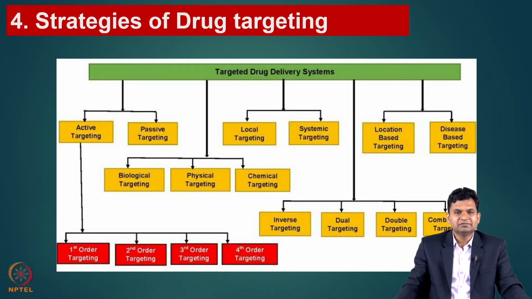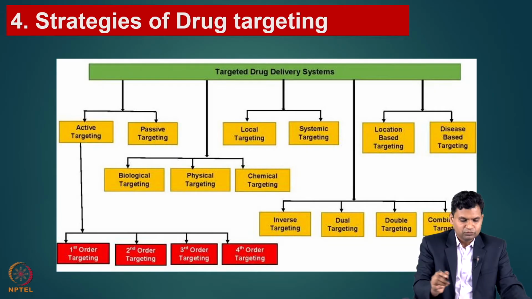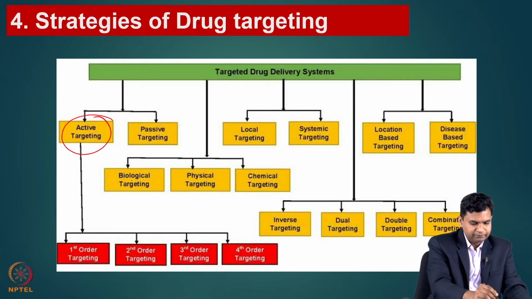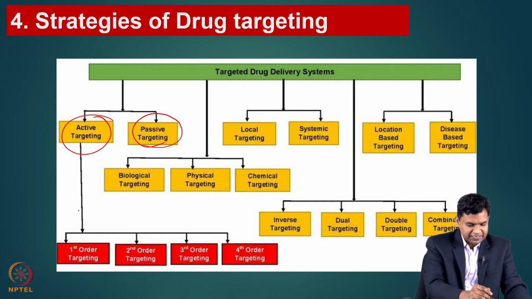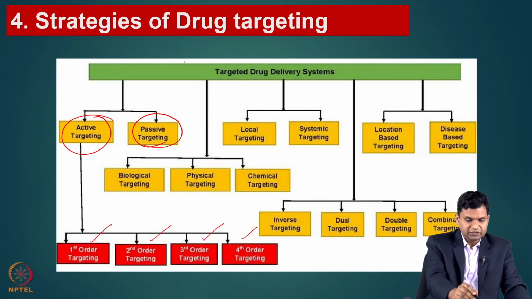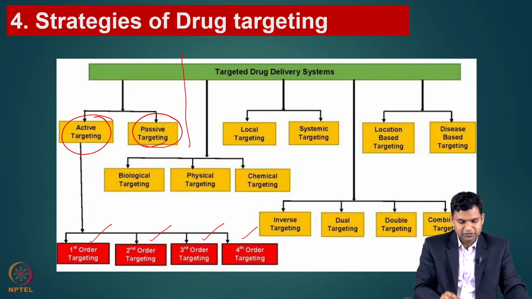So, now this drug targeting also can be classified into different strategies. The first strategy we can see here is active targeting and passive targeting. Active targeting can be further classified into first order targeting, second order, third order and fourth order targeting. So, today we are going to see this part.